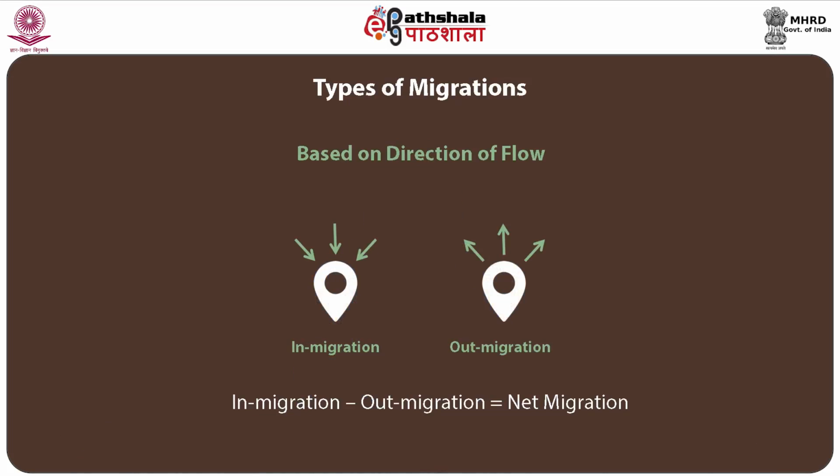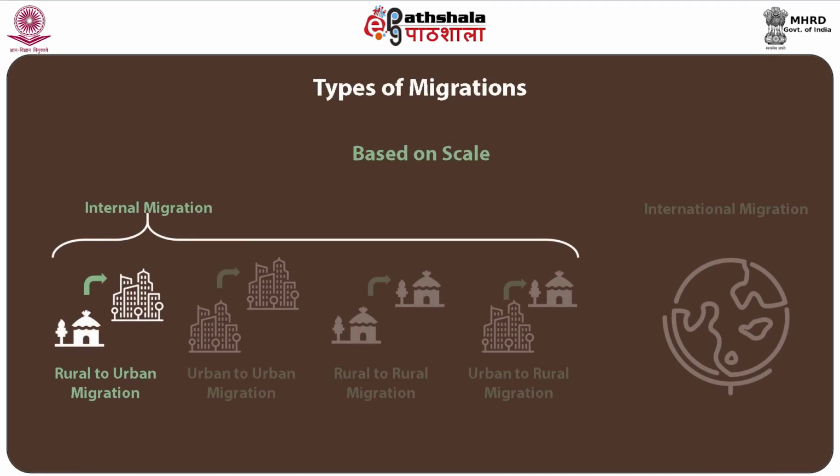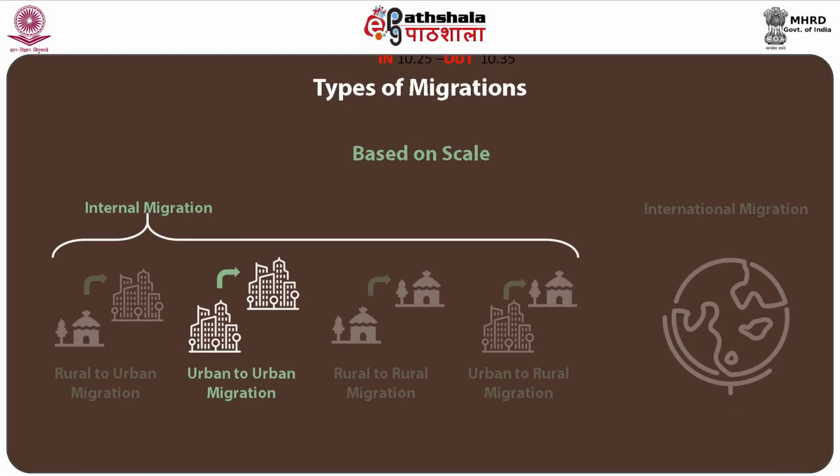As we already pointed out, we have in-migration and out-migration, and in-migration minus out-migration gives you the extent of net migration. There are also four types of movement we can see in migration patterns. One is from the rural areas to urban areas, which is called rural to urban migration, and we can also move from one urban area to another urban area, which is urban to urban migration.